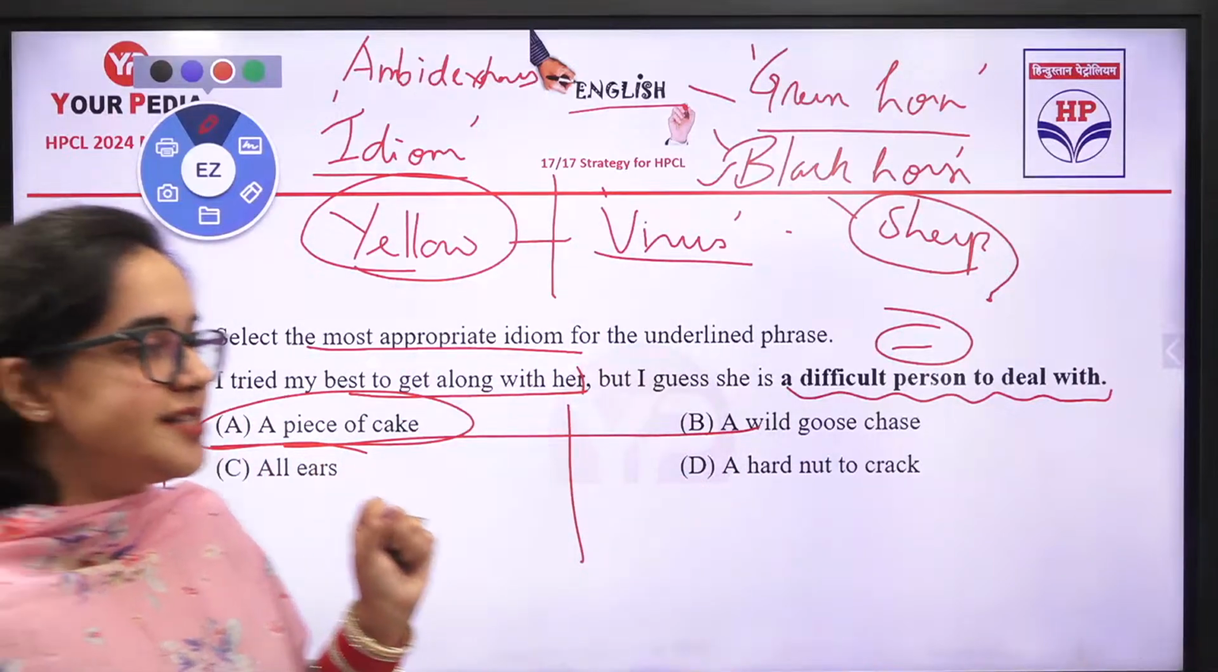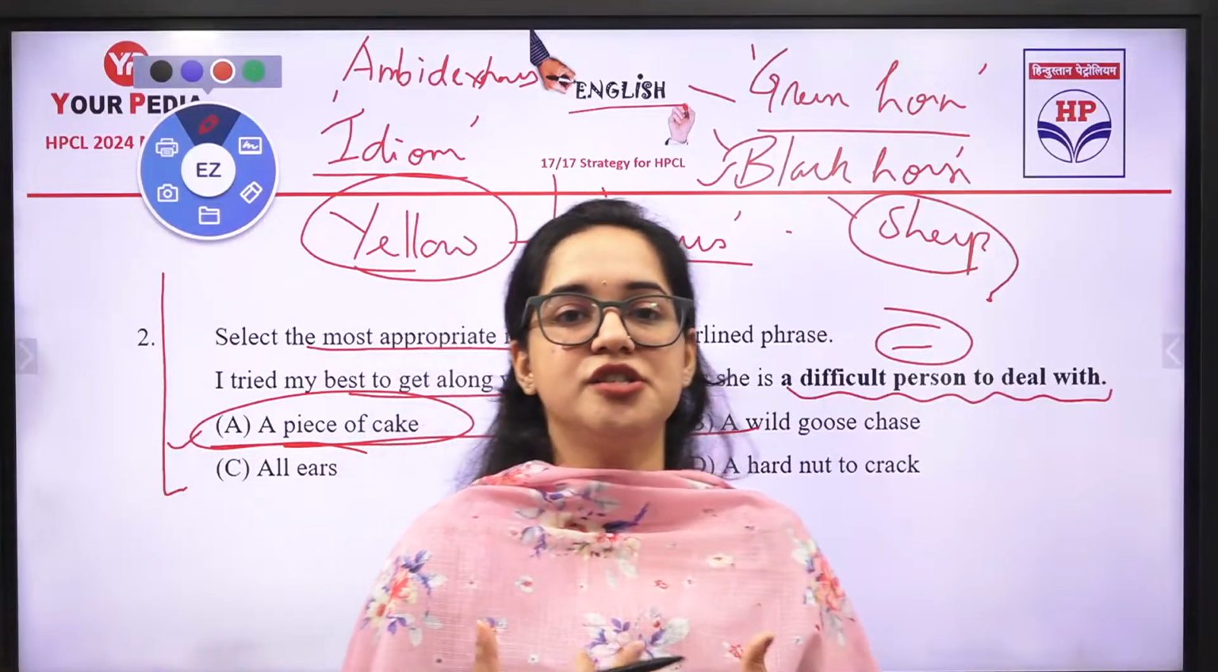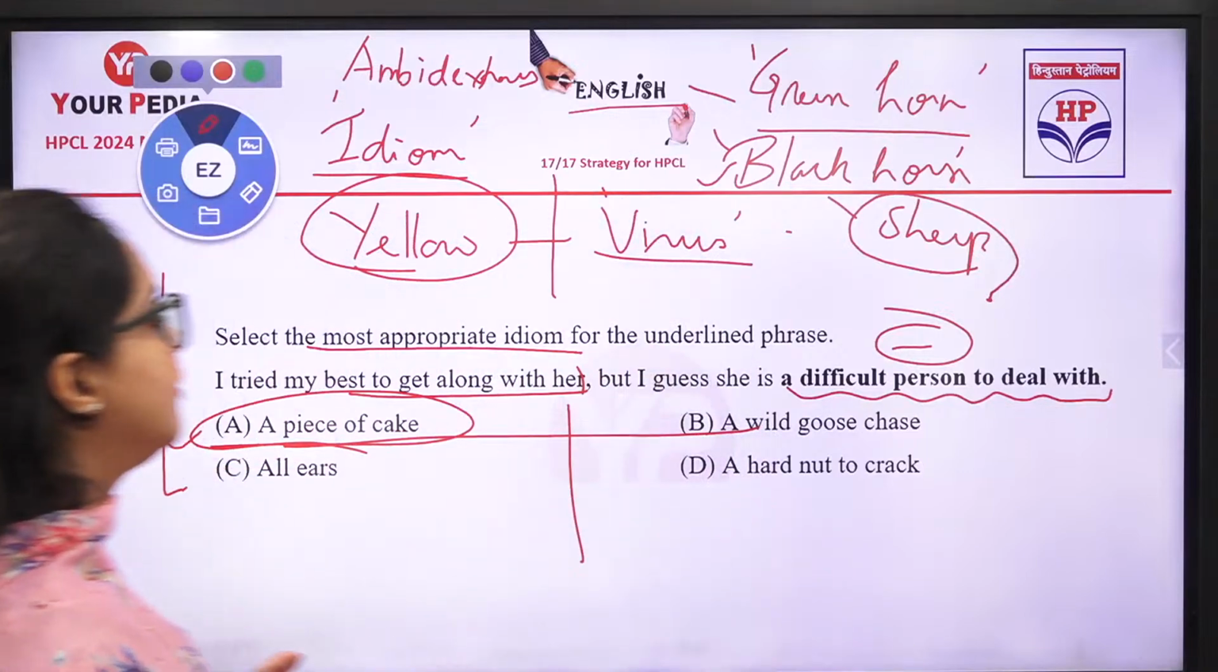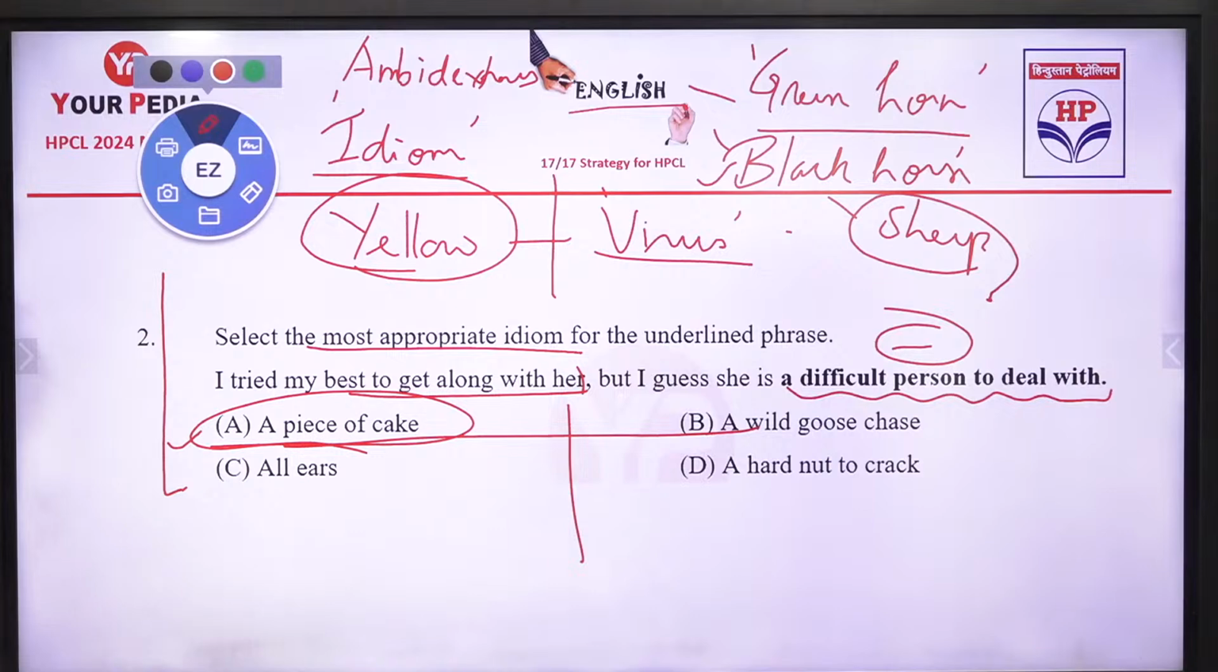A wild goose chase is like you're chasing something that is not even available, that you cannot even pinch out or achieve anyway. Something that is impossible is termed a wild goose chase.